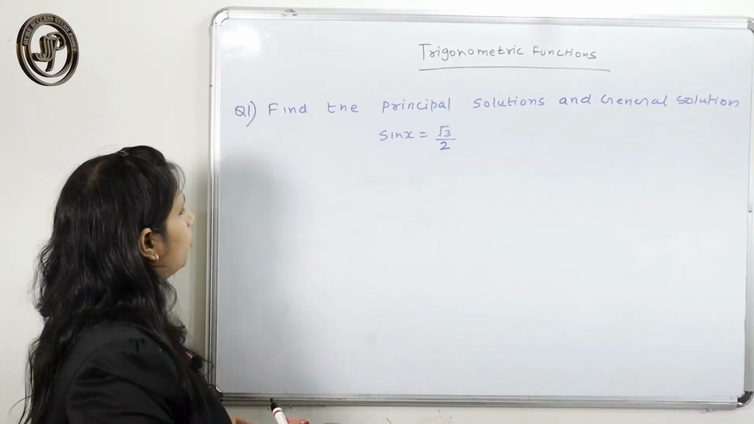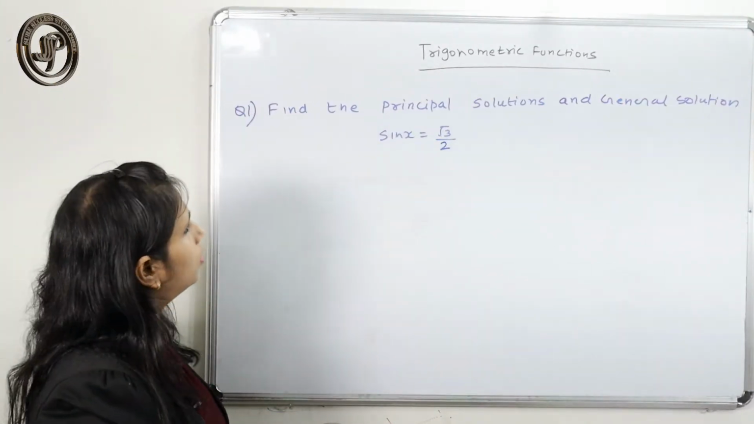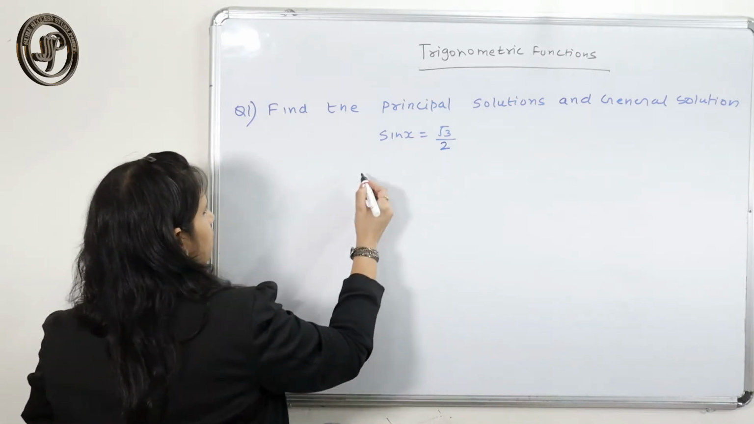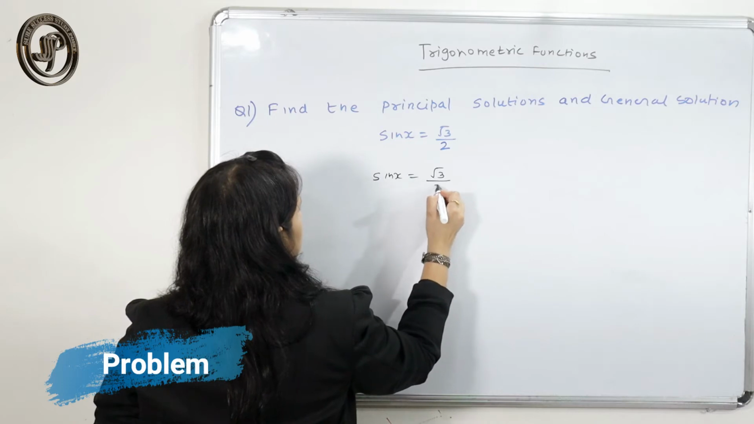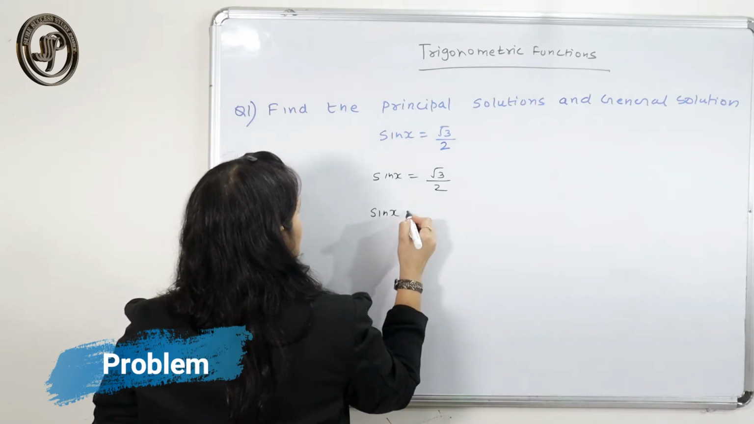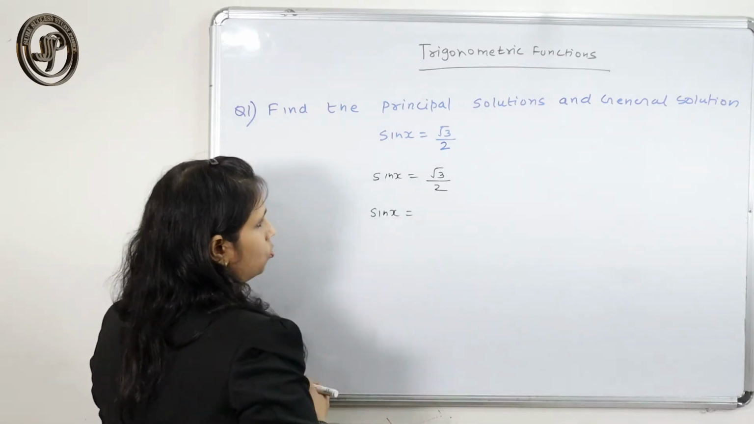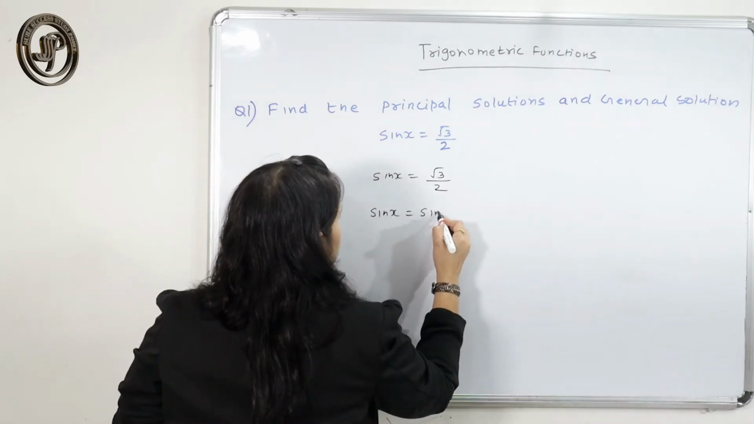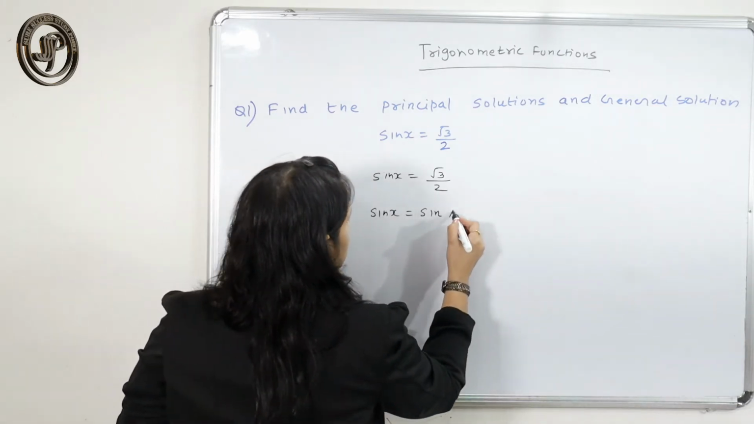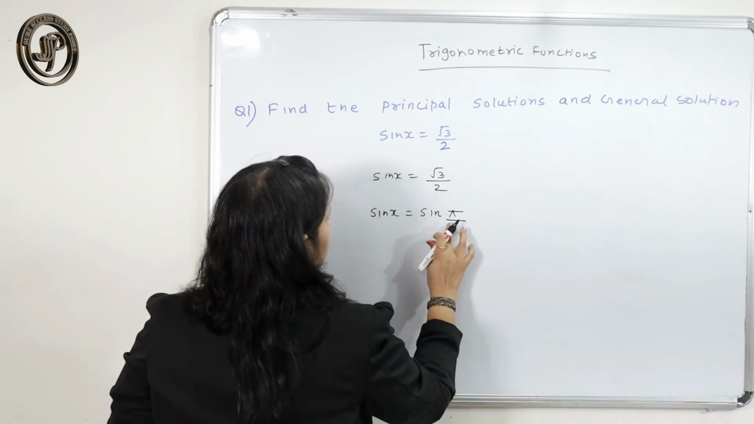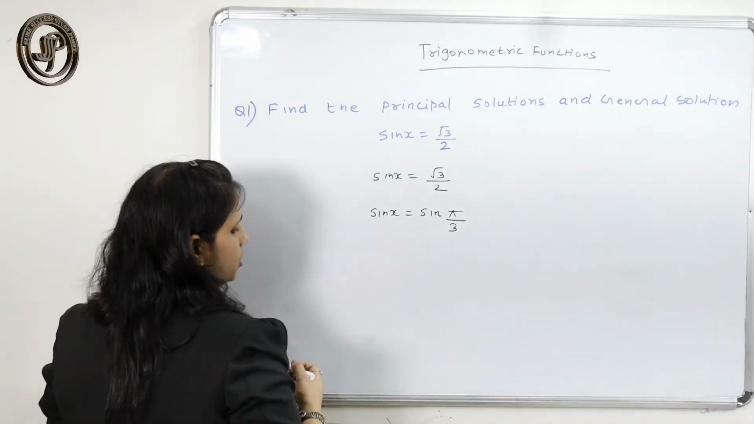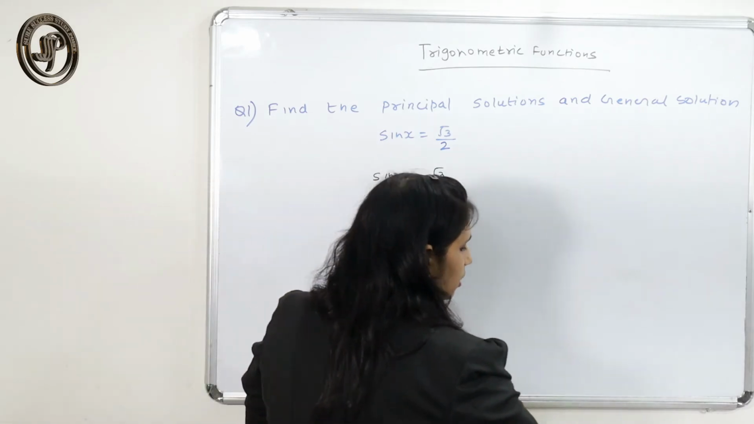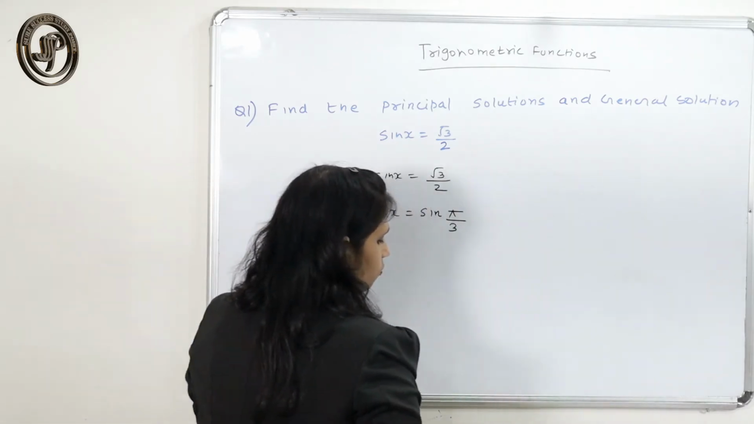So we have this equation, and you have to find the general solution and principal solution of it. It is given sin x is equal to root 3 by 2. I can write root 3 by 2 as sin of pi by 3. Now I can compare this with the formula sin theta is equal to sin alpha.